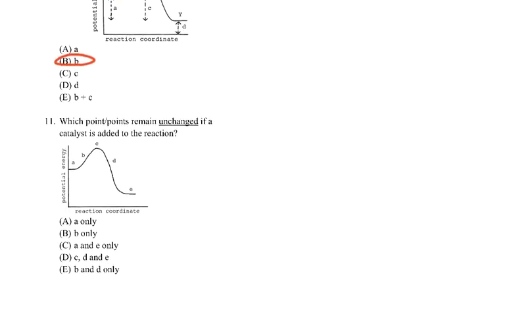Which point or points remain unchanged if a catalyst is added? Well, if we add a catalyst that lowers this energy hill, that would change B, and that would change C, and that would change D. Those three things would change. Which point or points remain unchanged? Do read carefully. Read unchanged. So the answer is A and E only. The reactants and products don't change, just everything in the middle.